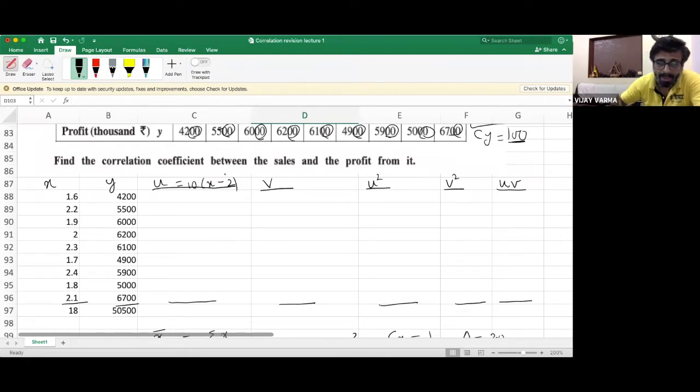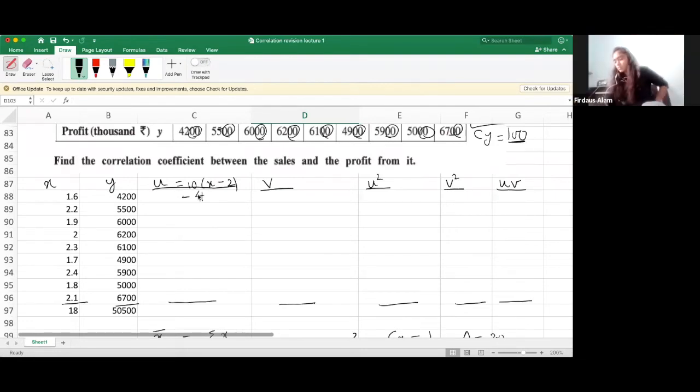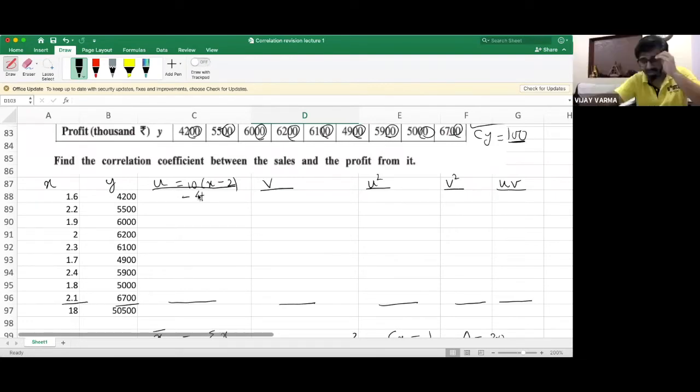Now 10 into (x minus 2). All of you do in the calculator 1.6 minus 2, into 10. First you do 1.6 minus 2, which is minus 0.4, then multiply by 10, and you get minus 4. Keep doing it in your calculator. Then 2.2 minus 2 is 0.2, into 10, is 2. Then 1.9 minus 2 is minus 0.1, into 10, is minus 1.